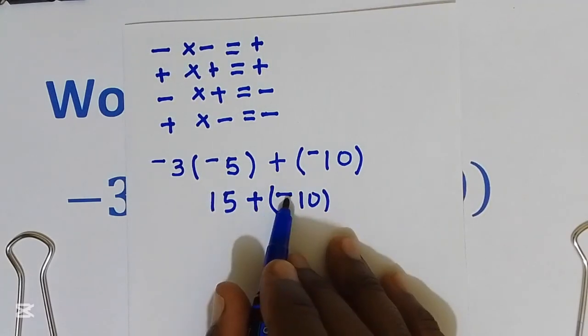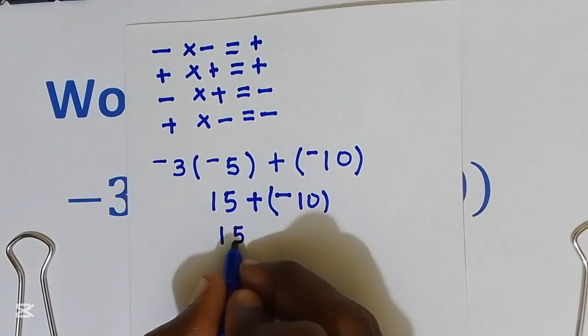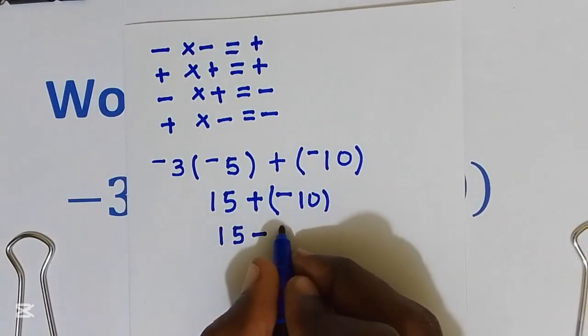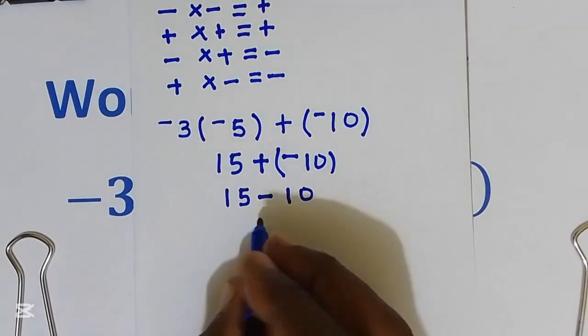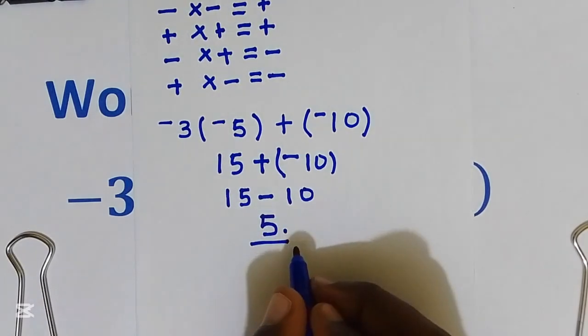Positive multiplied by negative, we get negative. That is going to be 15 minus 10. That gives us the answer is equal to 5.